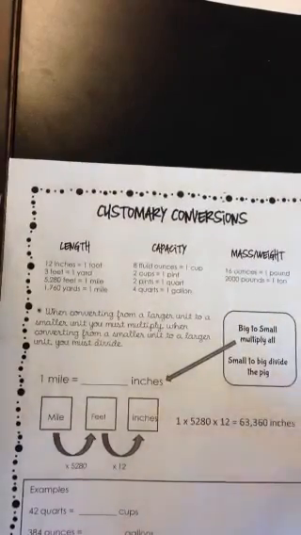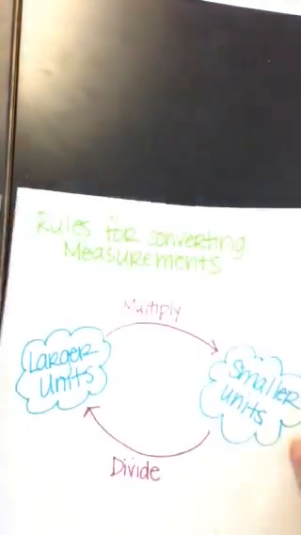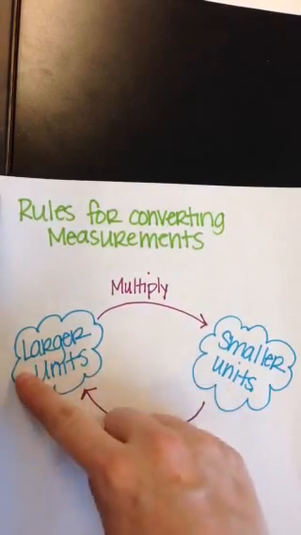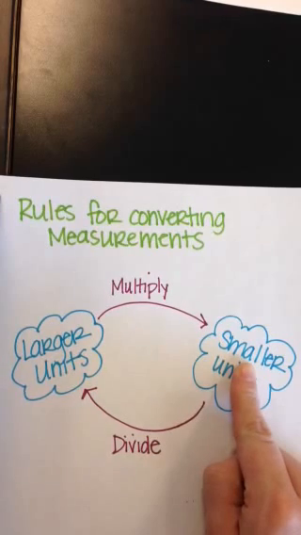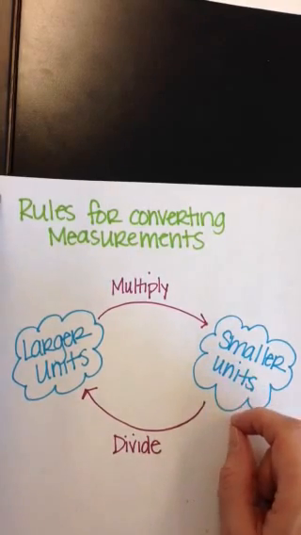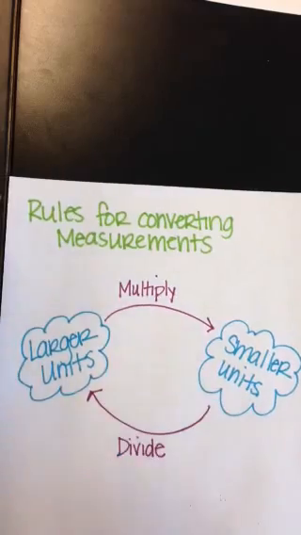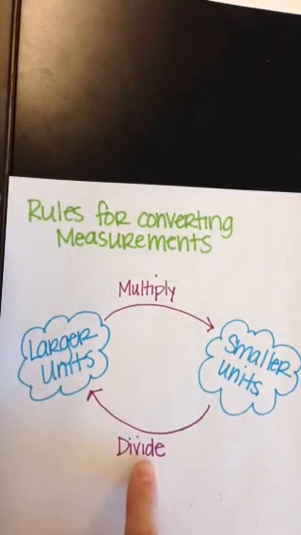No matter what, whether we are converting within the customary system or in the metric system, the rules are pretty much the same. So whenever we're converting measurements, anytime we go from a larger unit to a smaller unit, so larger to smaller, we multiply. When you think about that, if I measure the room is 12 feet long and I want to change that into inches, since inches are smaller, it's going to take more of them. So in order to get more of them, we would multiply. And if we want to go from a smaller unit to a larger unit, we then would divide.